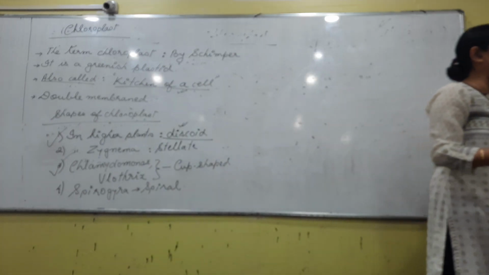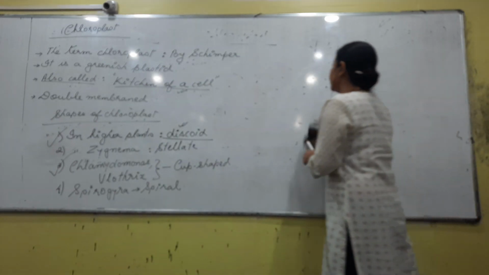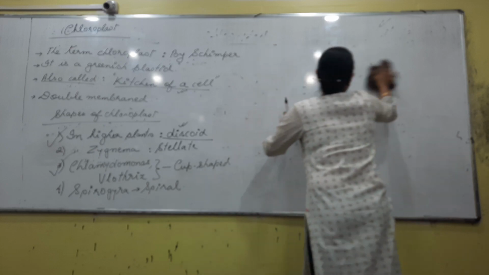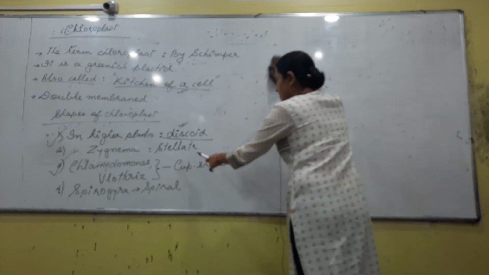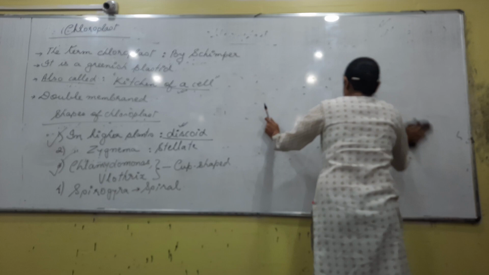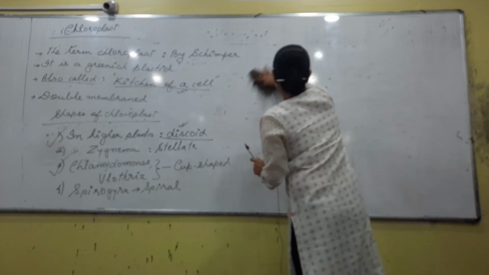What is a stellate type of chloroplast? A star-shaped chloroplast is called stellate. Rest of the information is in the LG notes. Please refer to that.